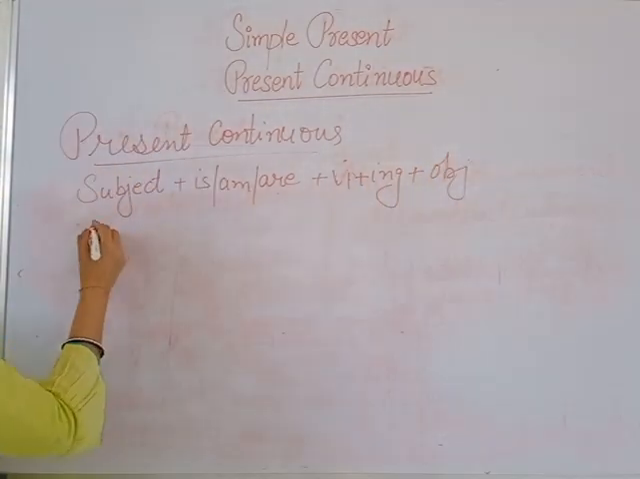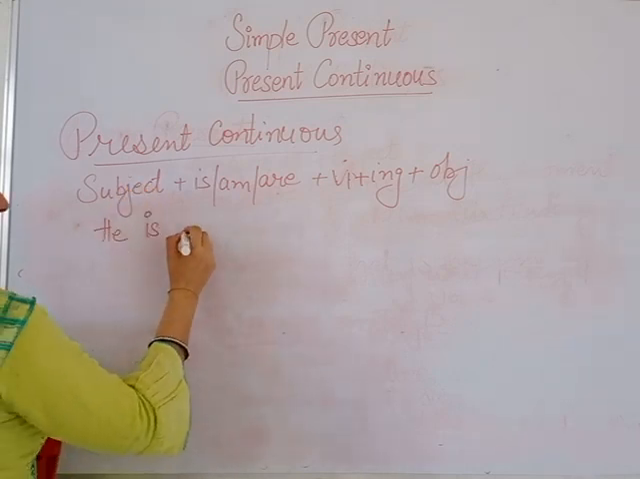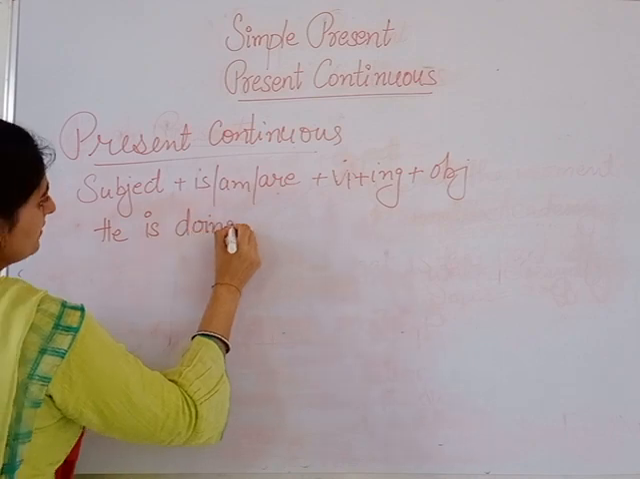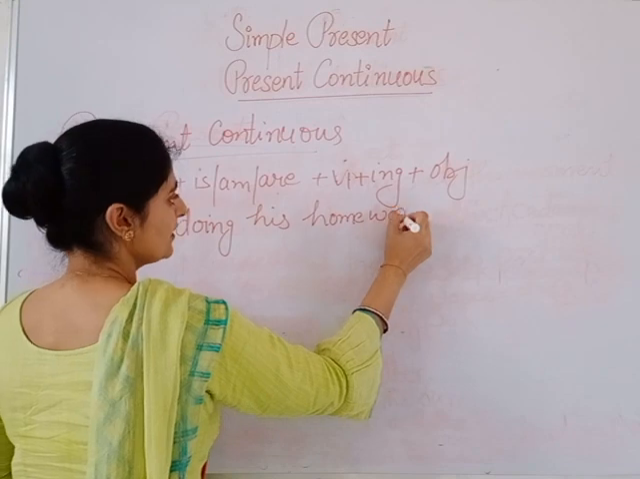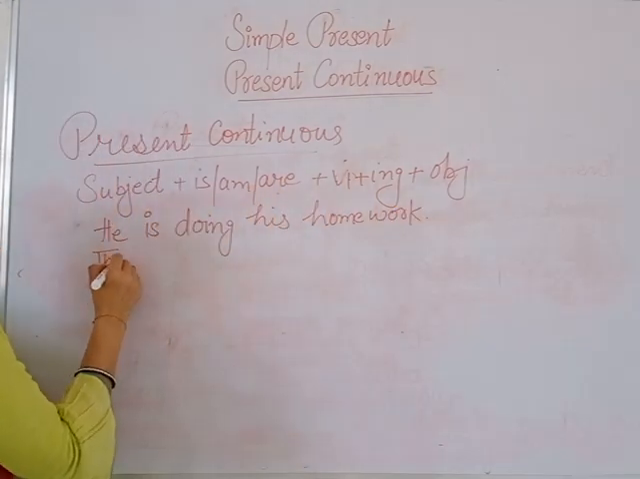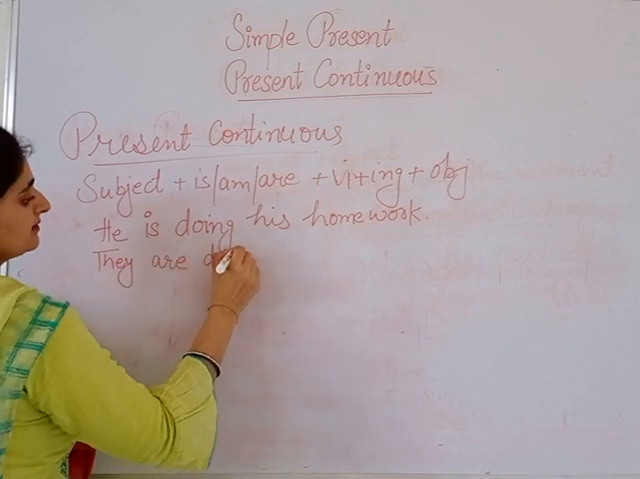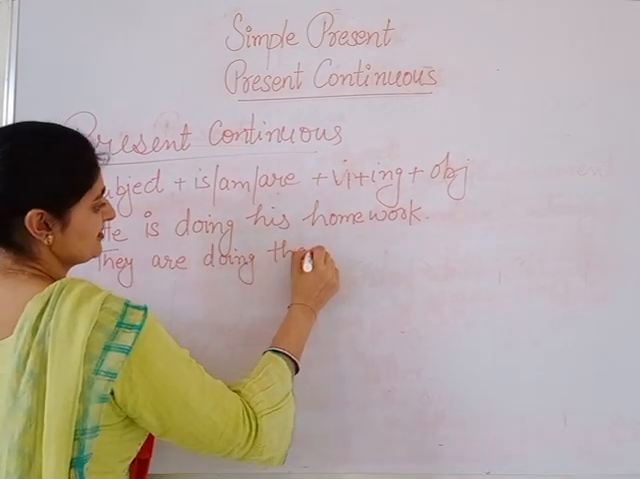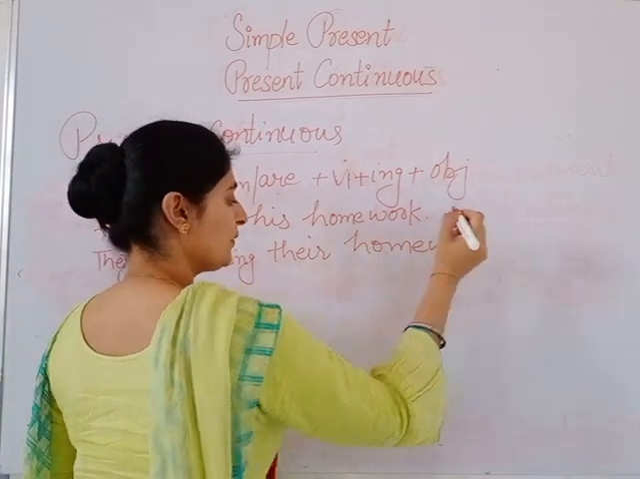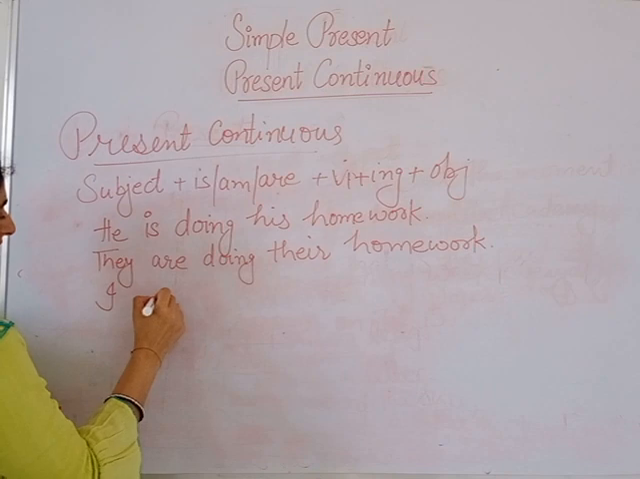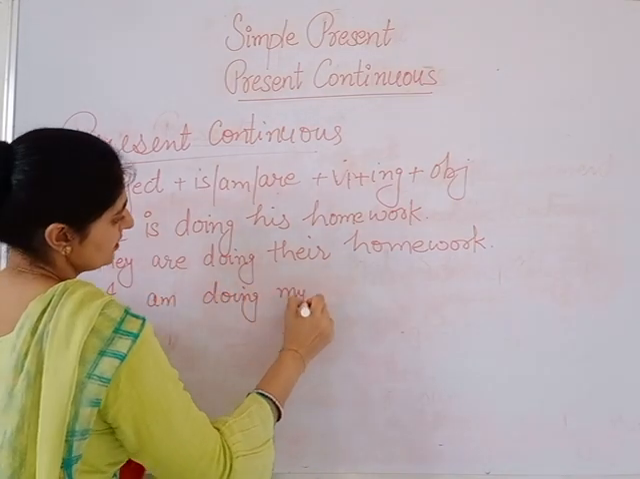Clear? For example, he, because it is singular, we will add here is. He is doing his homework. Okay? So let us take an example of the plural subject. They are doing their homework. Okay? With I we use am. I am doing my homework.